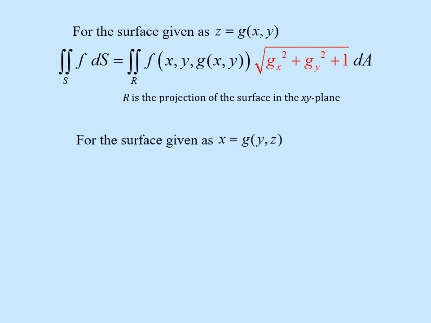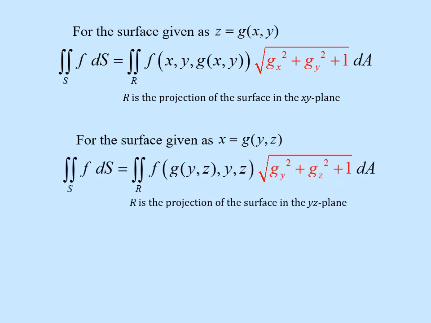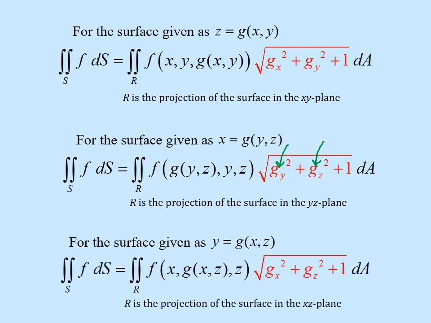However, if our surface can be described as a function of y and z, then look how the integration factor looks. Again, notice the similarities. This is the partial with respect to y and z. If our surface can be described as a function of x and z, then the formula for the surface integral would contain the partial of x and z. So you see the similarities.